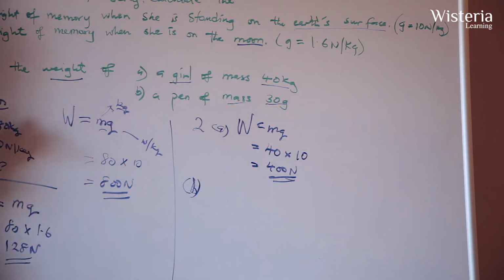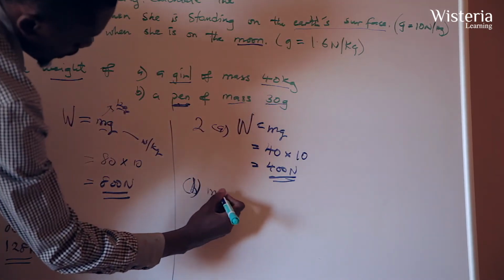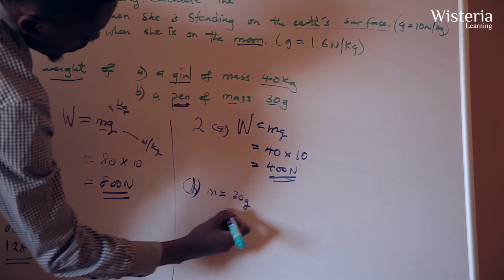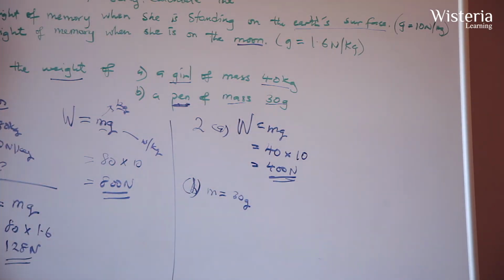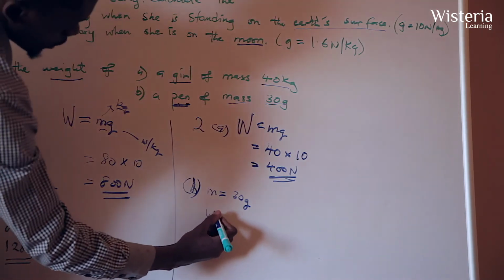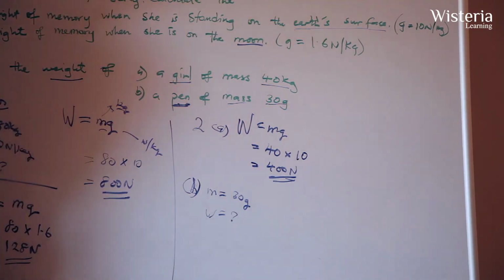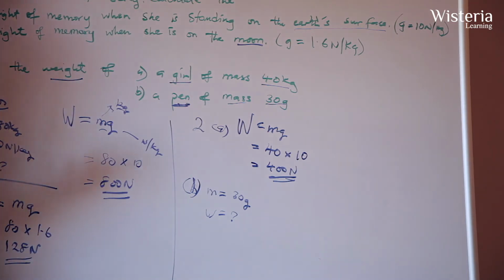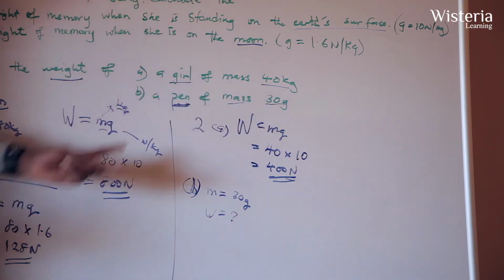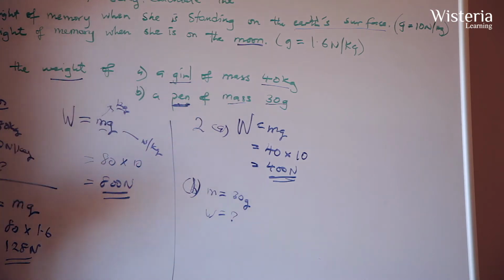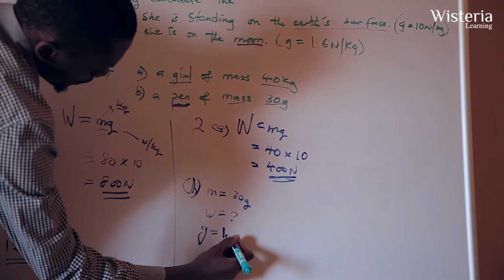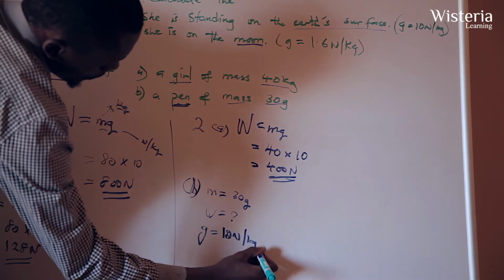It says we are given a pen, and the pen has a mass of 30 grams. We have a problem. So the mass is 30 grams, and we want to find the weight. We don't know the weight. And what else should we know? We are also not given the gravity acting on this pen, like we said. If you don't have gravity in the question, you assume that you're on Earth where gravity is 10. So therefore gravity will be 10 Newton per kg.